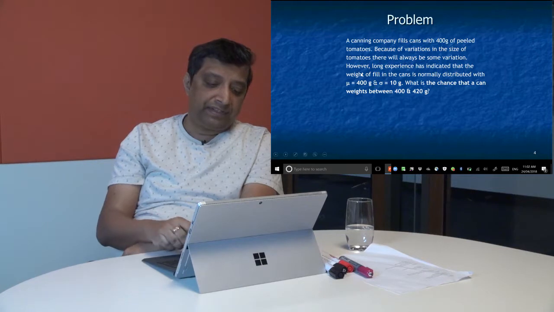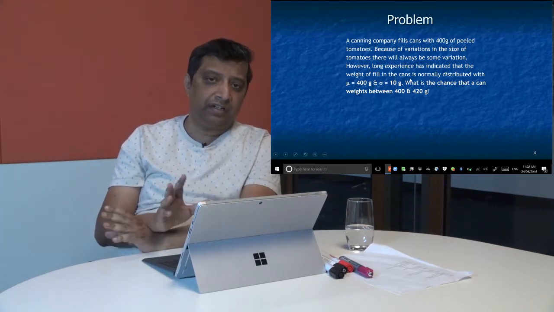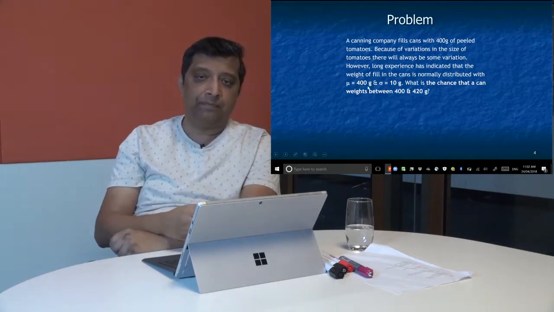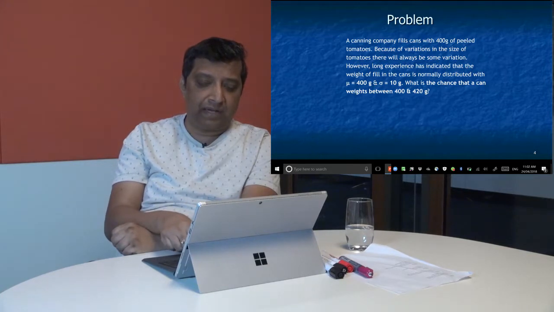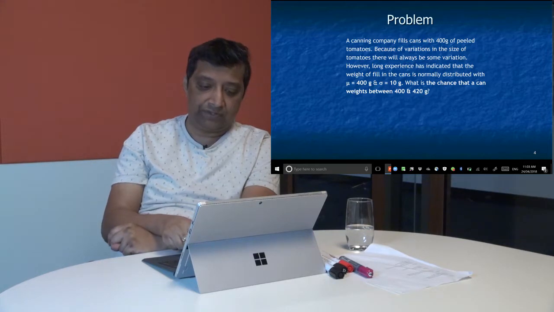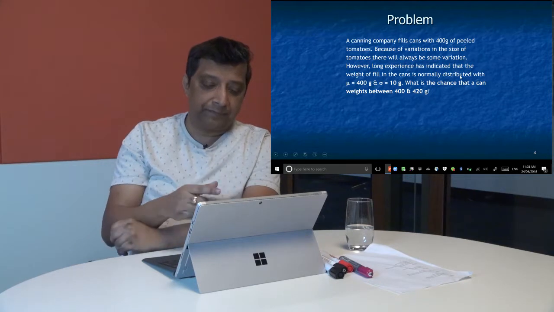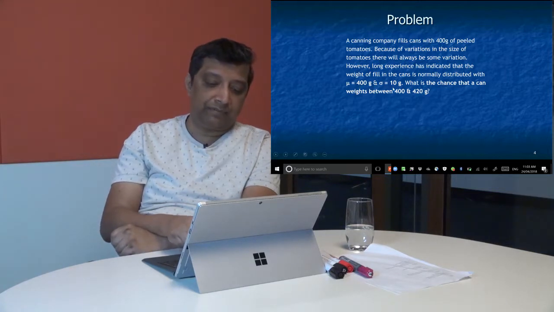However, let's say the year-long experience has indicated that the weight of the fill in the cans is normally distributed. So although they are a little bit different, their mean is 400 grams. Okay, so the average weight of different cans, if you pick them up, is going to be about 400. But there's a variability of 10 grams, because individual cans may vary from that average. Okay, let's assume the distribution is normal, as we just saw in the previous slide. All right, so a normal distribution with an average weight of 400 grams and a standard deviation of 10 grams.